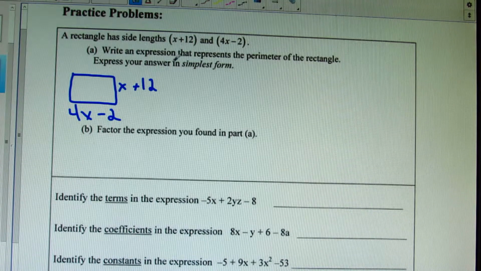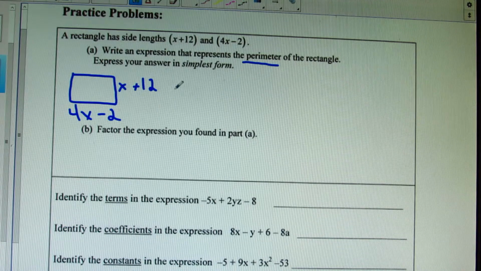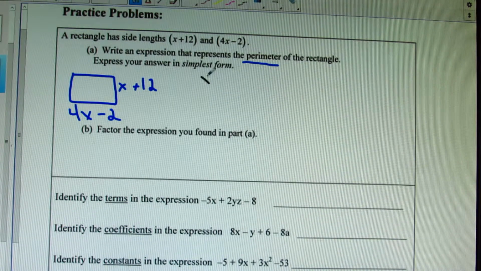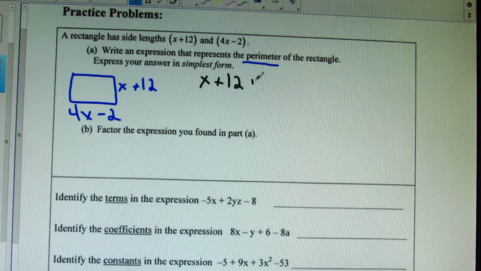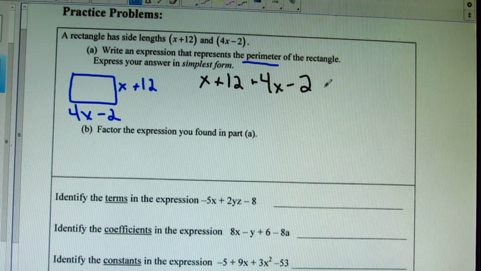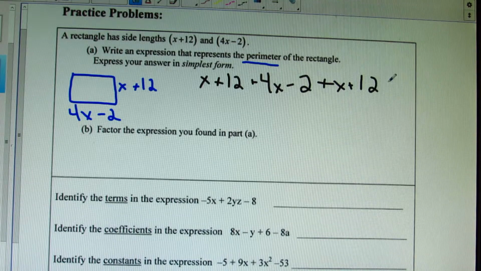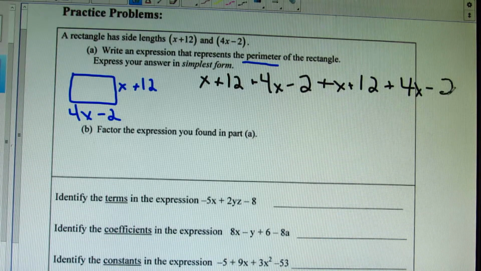And I want to do the perimeter. Perimeter means add all of the sides. So I'm going to have to write a pretty big adding problem here. X plus 12 plus 4x minus 2. Another x plus 12. And another 4x minus 2. Whew. It's a really long problem.